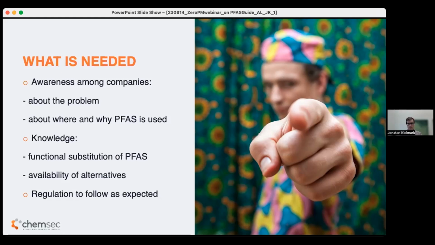And of course, there is also a knowledge that is necessary. We need to understand how we can do functional substitution of PFAS, meaning that we need to replace the function that PFAS provides to a certain product with something else. That may be another chemical or another material or another type of solution. And we also need to understand the availability of alternatives for the different uses, not only for PFAS as a whole, because they have so many different functions, so there are no general solutions. We need to understand for the different uses of PFAS what kind of alternatives are available.